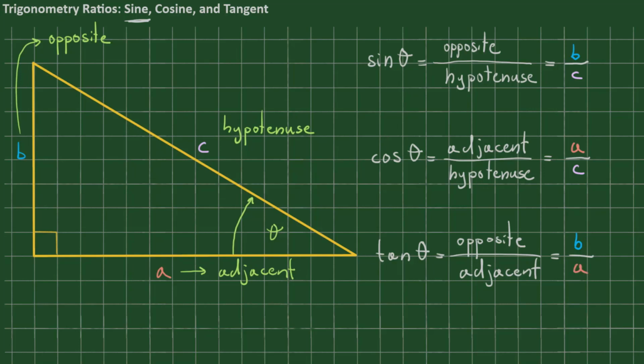One way to remember these formulas is to use the mnemonic SOHCAHTOA. So stands for sine of the angle equals opposite over hypotenuse. Ka stands for cosine of the angle equals adjacent over the hypotenuse. And TOA stands for tangent of an angle equals opposite over the adjacent.